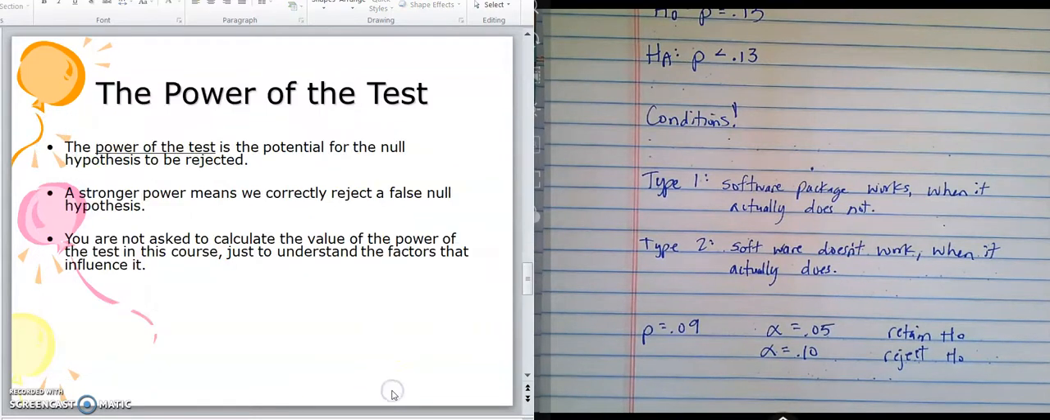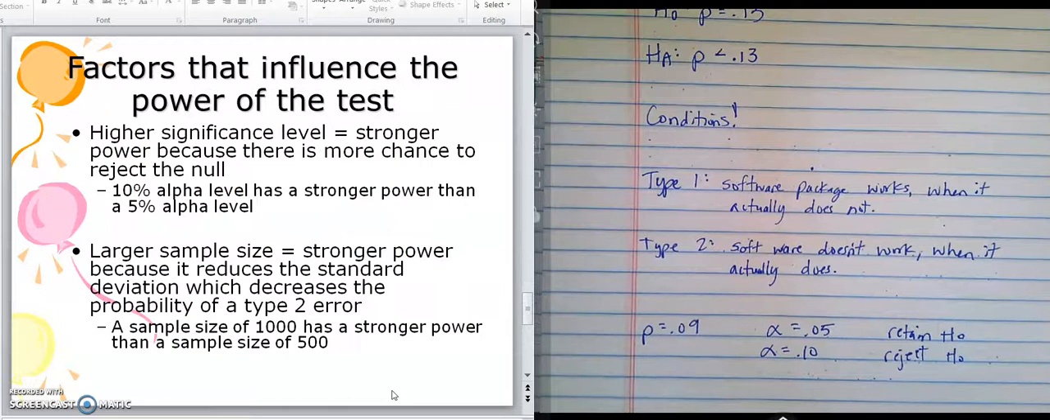All right, last thing I need you to get is the power of the test. This is the potential for the null hypothesis to be rejected. A strong power means we correctly reject a false null. Please pause the video right now. Make sure you write that piece down. A stronger power means we correctly reject a false null. You don't have to actually calculate this. You just need to understand how it works.